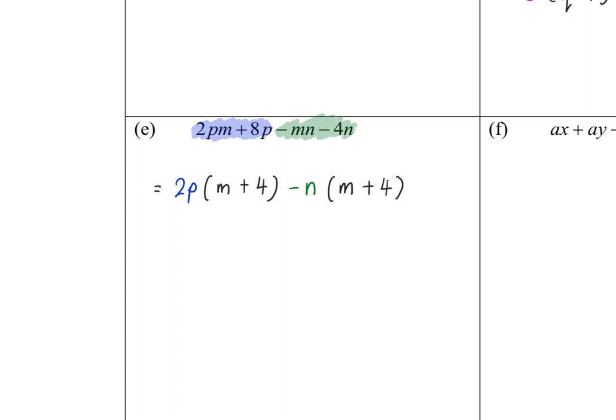In case you are wondering why Mr. Tan wrote a plus, it is because with negative n as the common factor, when I take it out, if I were to expand them, this will give me back my negative 4n. Okay? And so we can see that m plus 4 is the common factor. I'm left with 2p minus n.